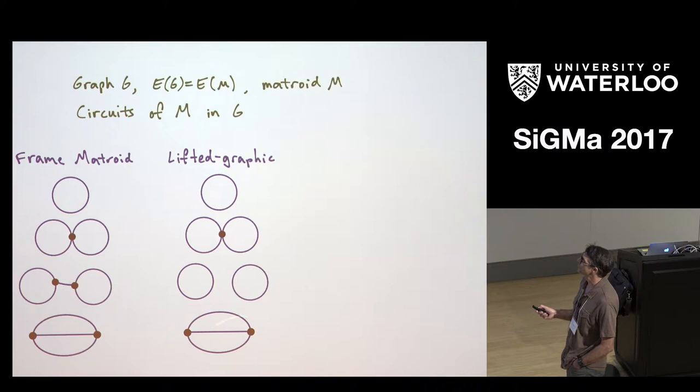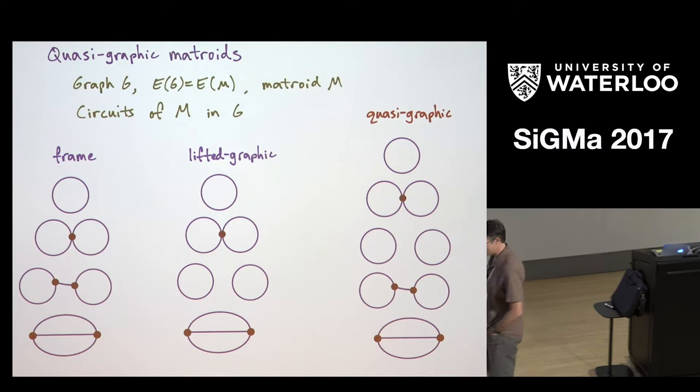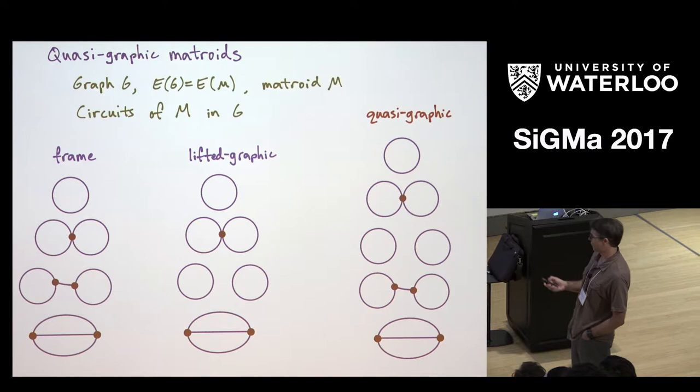And then, as Jeff mentioned, quasi-graphic matroids: you can think of them as having a graph representing your matroid, and now circuits can take the form of any of these subgraphs.